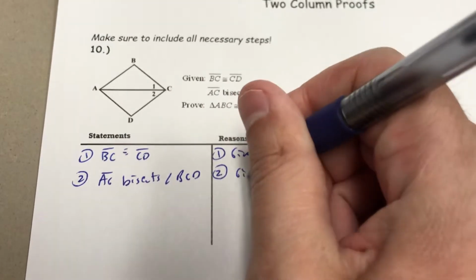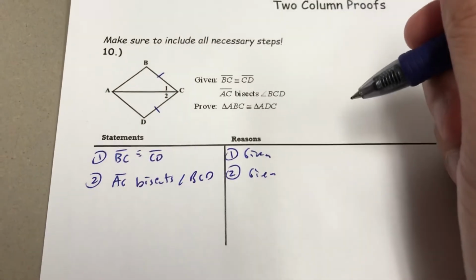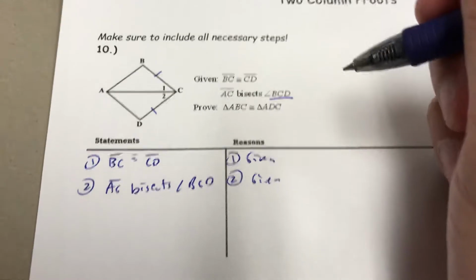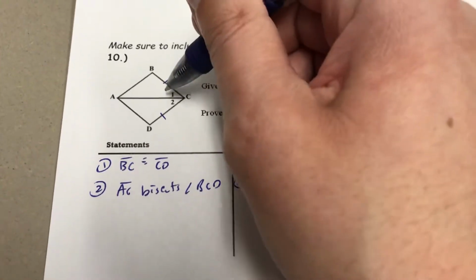And so make sure you label everything in your diagram. So BC is congruent to CD. We've got that. Look at your givens, see what it's telling you. We have an angle being bisected, so go identify that angle, BCD. If an angle is bisected, it's divided into two congruent angles.